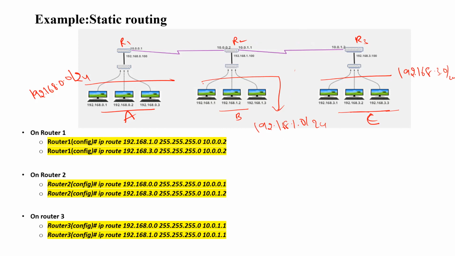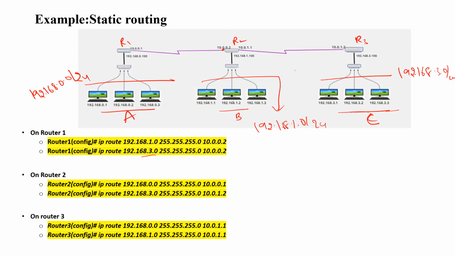If you want to reach computer C, we have to write a routing table for this subnet also, right? For this network also. So what is this network ID? 192.168.3.0, the subnet mask, and the next hop IP address is this only. So it is not directly connected. First, it has to come here from here to here.